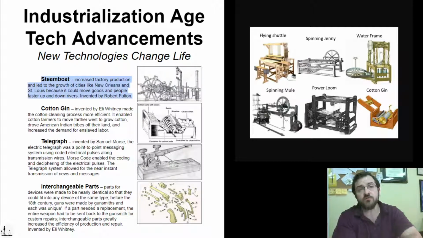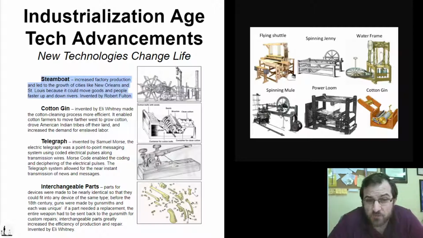The steamboat increased factory production, and it led to the growth of cities like New Orleans and St. Louis, because it could move goods and people faster by going up and down rivers. It could travel upstream against the currents. It was invented by Robert Fulton.